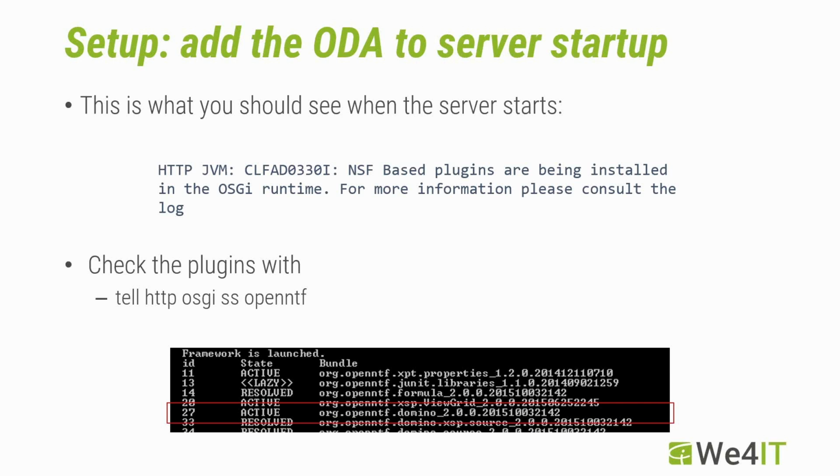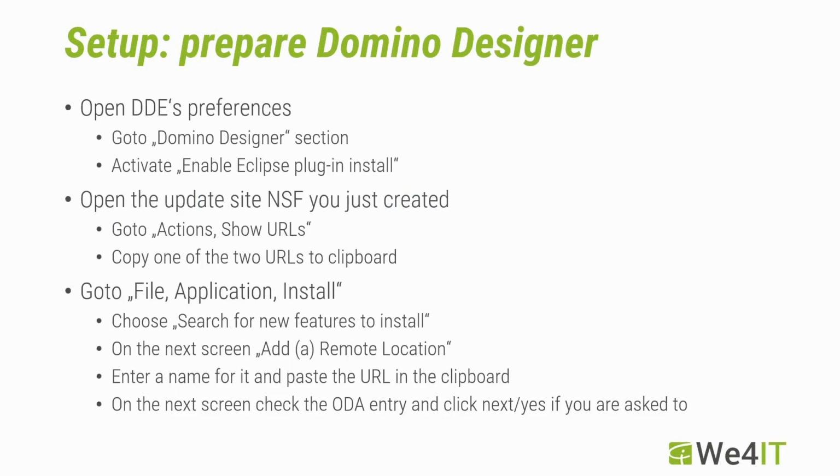If it was successful, you can easily check by issuing the shown command, tell http osgi ss openntf, where openntf is just a key pattern or a text pattern for a search in the directory the server has, where all the plugins are listed. OpenNTF is one keyword, and you see the output at the bottom of the slide. There are several packages and plugins that have OpenNTF in their names. And the most important part is the state column, which says, okay, this plugin displayed here is active, which means it's working and it can be used by the server.